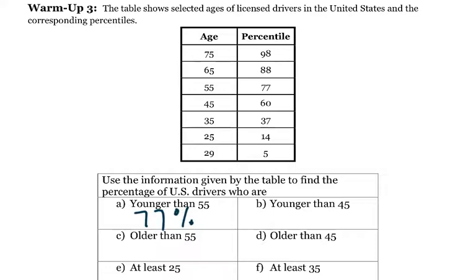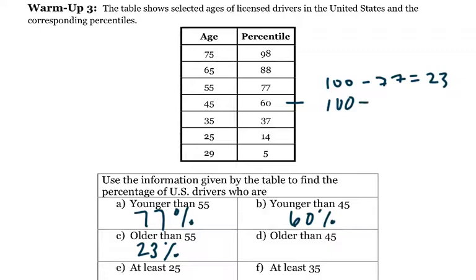Younger than 45, that would be 60% of the drivers are younger than 45. Older than 55, well, to find that, we take 100 minus the percentile, which tells us 23% of drivers are older than 55. Older than 45, well, we take 100 minus that percentile, and that tells us that 40% of drivers are older than 45.